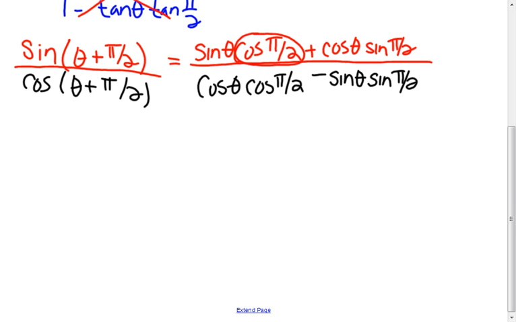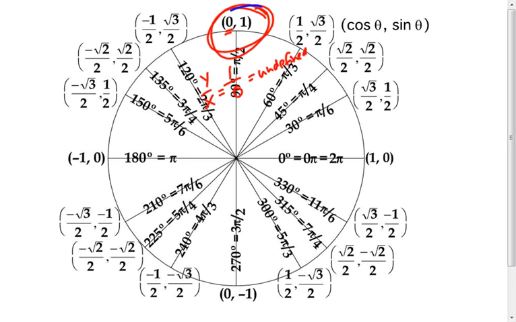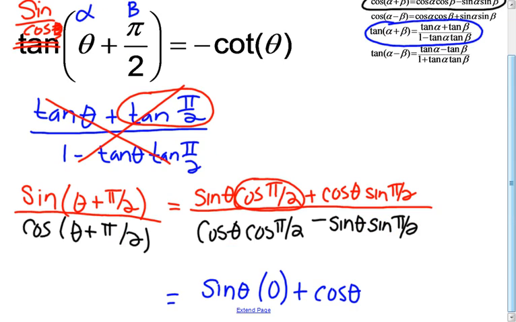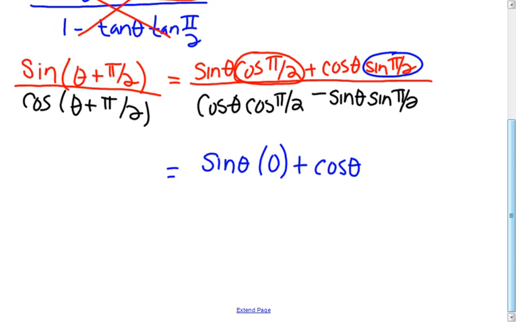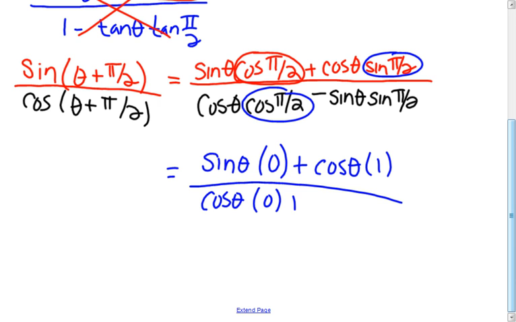So now I have this. I have sine at theta. Cosine at pi over 2 will be 0. Plus cosine at theta. And now I'm going to find sine at pi over 2. Okay, here's pi over 2 again. My sine value is my y value, which is 1. So sine at pi over 2 will be 1. So I can replace this quantity right here with 1. Same thing on the bottom. Cosine at pi over 2 is 0. I already calculated that. And then I have minus sine theta. And sine at pi over 2 I already calculated as 1.